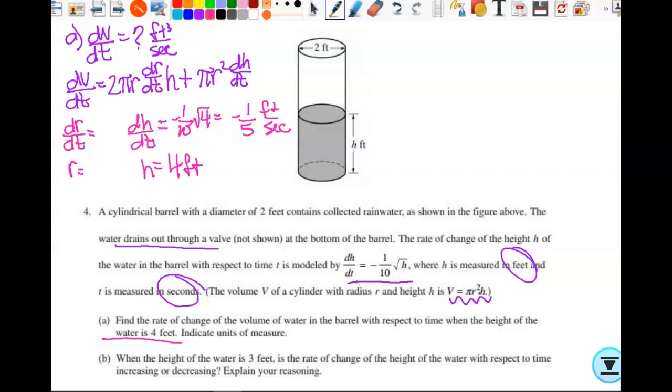Yeah, that's fine. R, what is R? 1. Does R change? No, this is a cylindrical tank, so that radius is going to stay the same. If this was a cone, then it would be changing. R is just 1 foot, right? So what's dr/dt? 0. Okay.